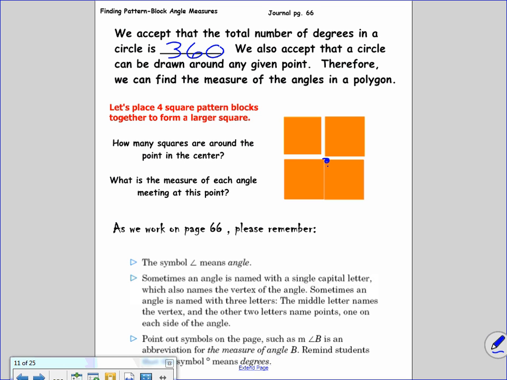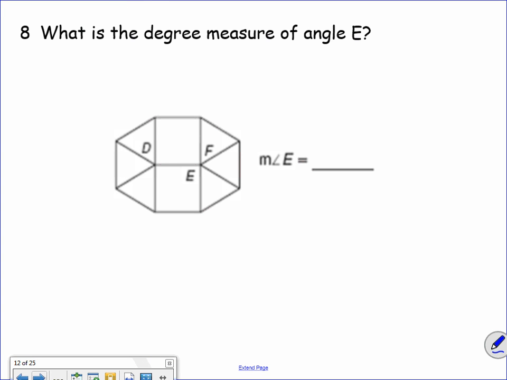So they want to know what would the angles be? Well, we know these are 90-degree angles. Because 90 times 4 is 360. Kind of sped some things up for you. You're not missing anything. You're going to see some stuff like this today in your practice, and this is something that's really important for me to go over with you.